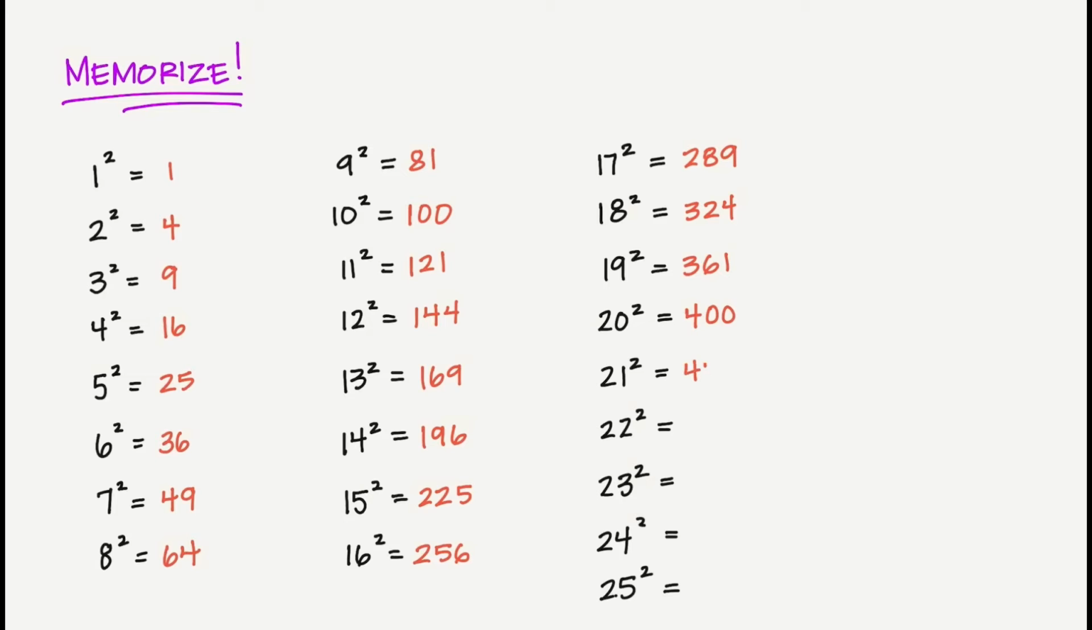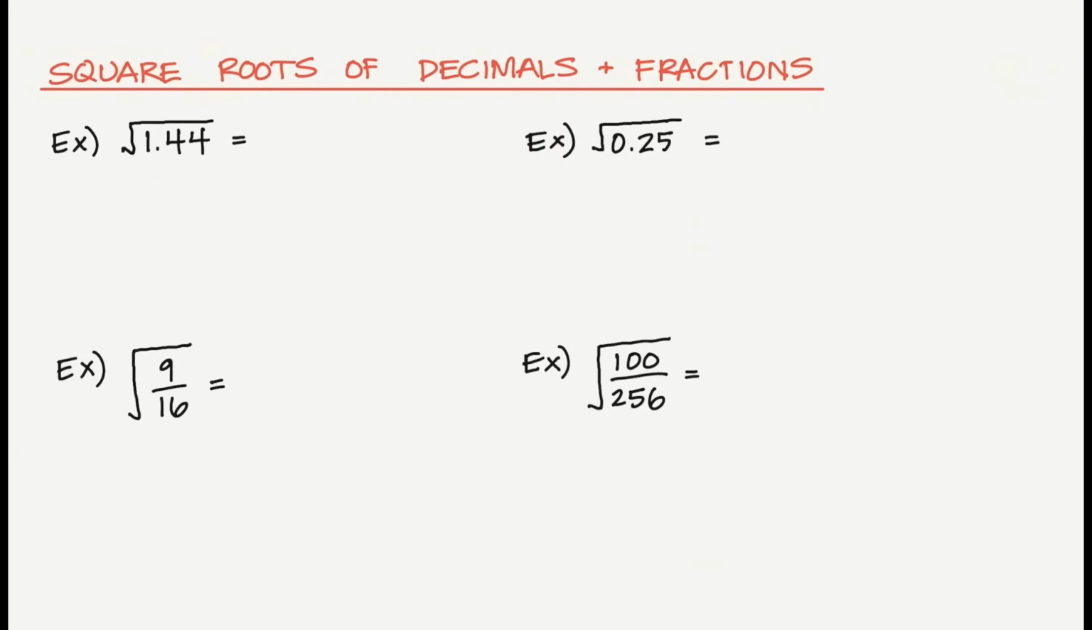21 squared is 441, 22 squared is 484, 23 squared is 529, 24 squared is 576, and 25 squared is 625.